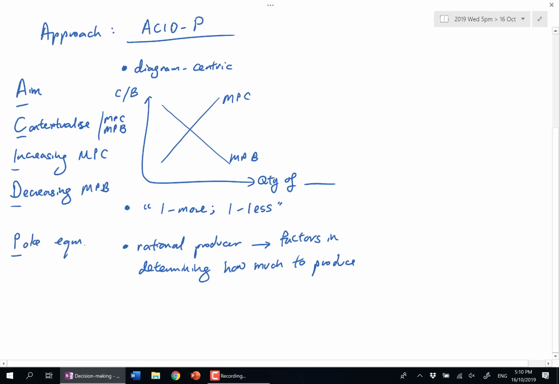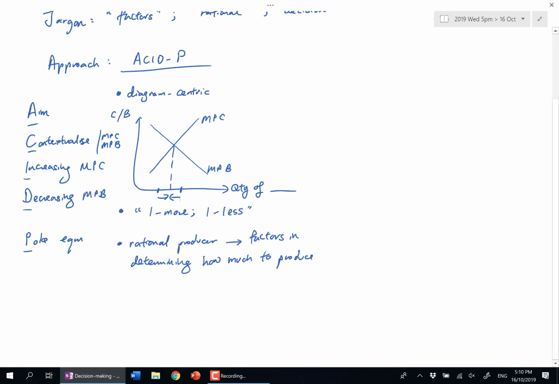Poking the equilibrium means you have to challenge. Hey, why is it not here? Why is it not here? Why do they all gravitate to that point in the middle? So that's your first approach, SCP.